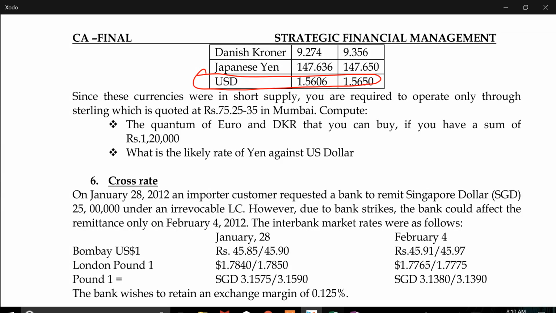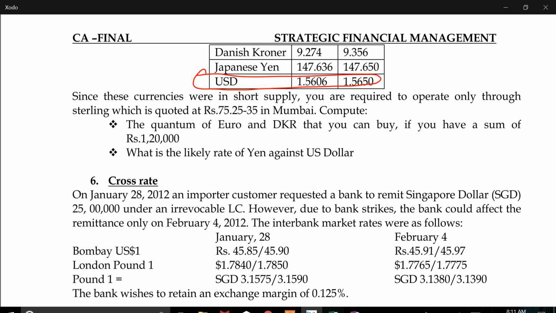The other easier way of understanding is your Japanese yen. Japanese yen is a cheaper currency than India. 1 Indian rupee can give you 3 Japanese yen, 2 Japanese yen. So obviously £1 is going to give you 147 Japanese yen. It cannot be 1 Japanese yen giving you 147 pounds. That is not possible, because your Japanese yen is a cheaper currency than INR itself. Clear? Any doubts till now?